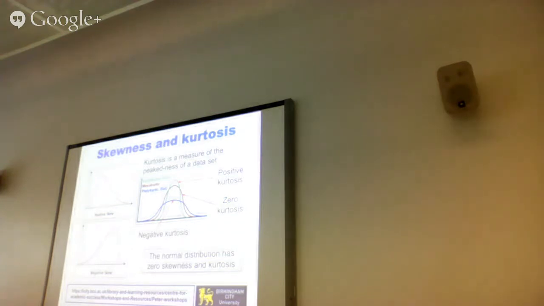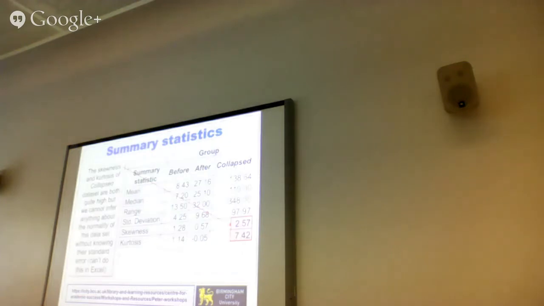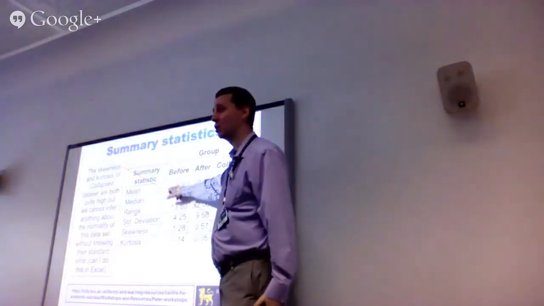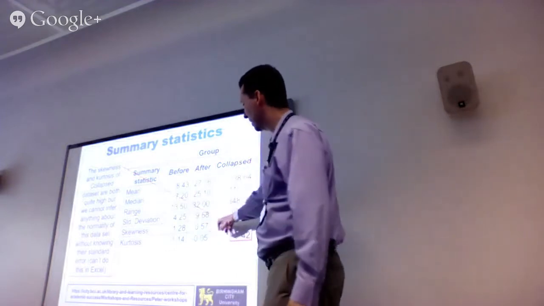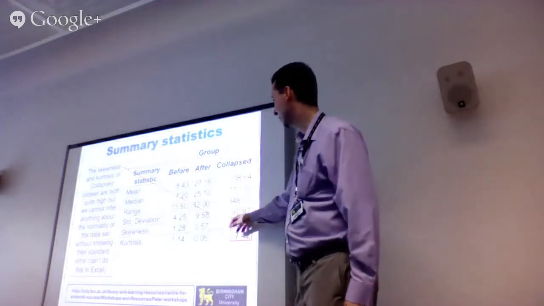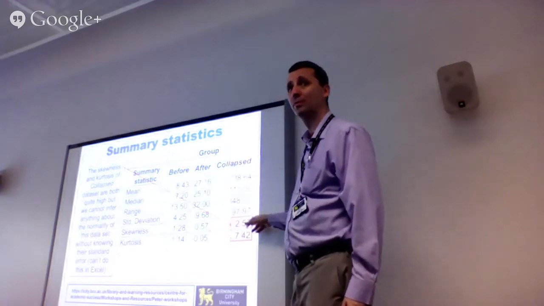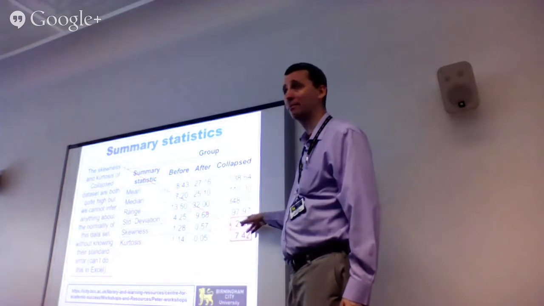So you can calculate these in Excel. The trouble is, you don't know whether the numbers are significant or not. I can use that word, I think, statistical significance. So here's the summary statistics of the groups. So you covered things like mean, median, range, standard deviation last week. So I've added skewness and kurtosis at the bottom here, and I've circled these ones for the collapse group, because these numbers are really quite high.